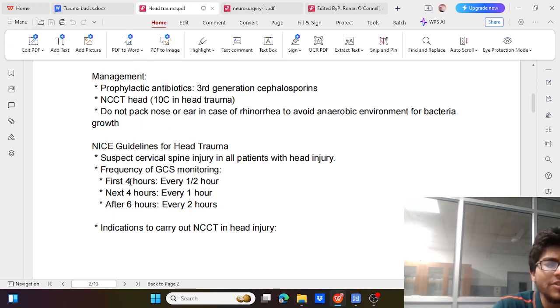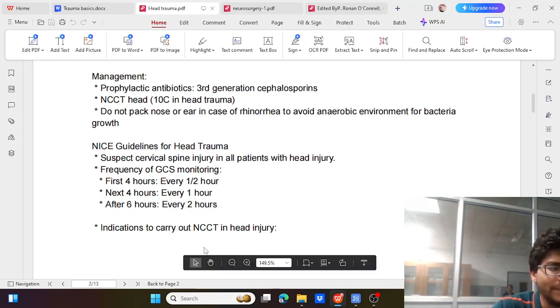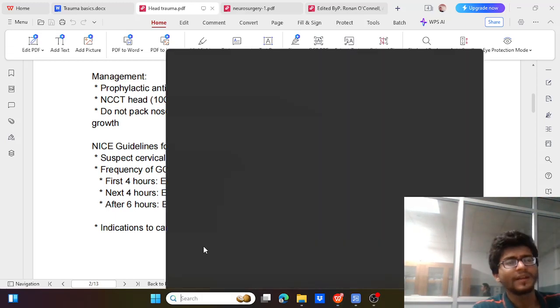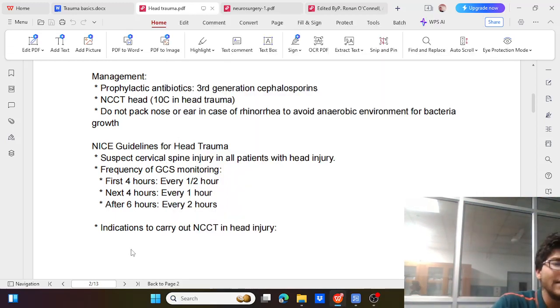I think it is first 2 hours. There's a typing mistake. First 2 hours. Then in the next 4 hours, we check every 1 hour. And after 6 hours, we check every 2 hours. So this is the GCS checking we do in these cases.